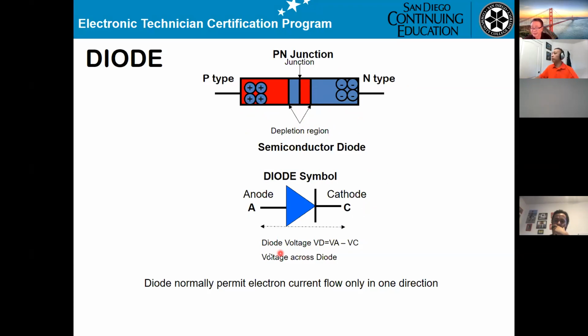Okay? And the basic definition for the diode, I want the VD, the voltage of the diode. That means the voltage from anode to cathode. And the definition is VD equals VA minus VC. That's what they call the voltage across the diode. And they say a diode normally permits electron current flow only in one direction.